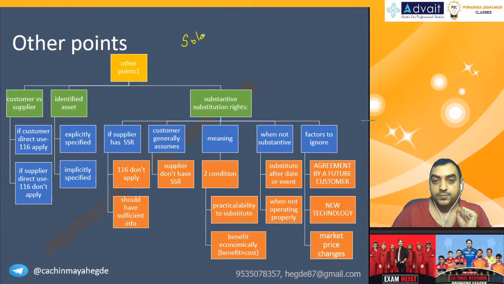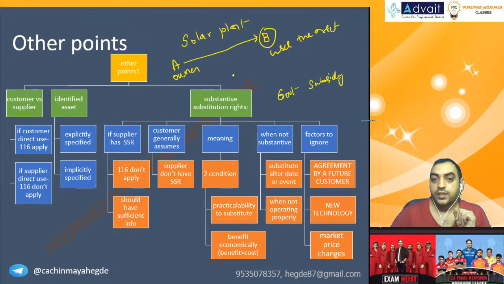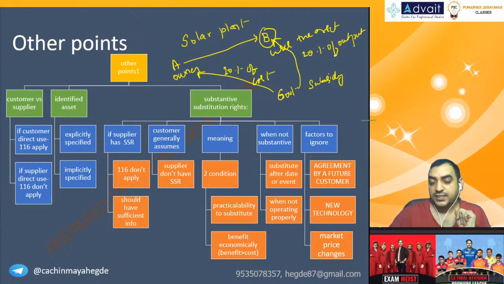There is one solar plant. Now A Limited gives the solar plant to B Limited. So B Limited, if you apply this, becomes a lessee. A is the owner and B Limited is the one who uses the asset. Now the government gives two kinds of subsidy. For the owner, 20% of the cost will be given as subsidy, and to B, 20% of whatever output is produced will be given as subsidy. So A is getting one benefit, and B is getting one benefit.